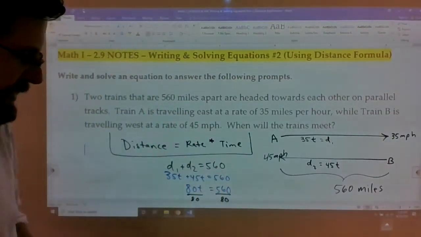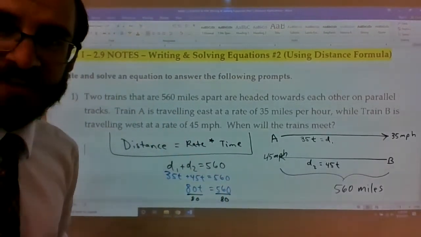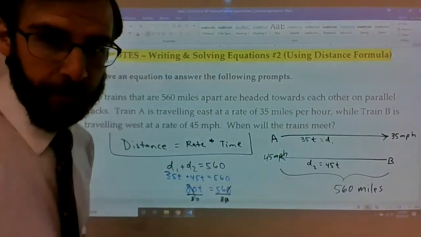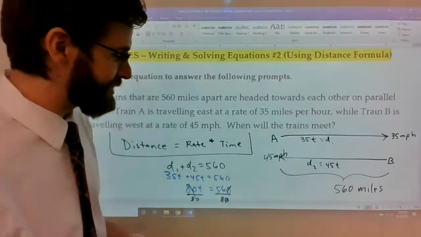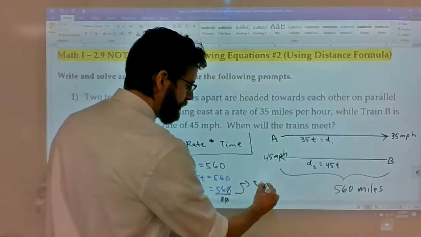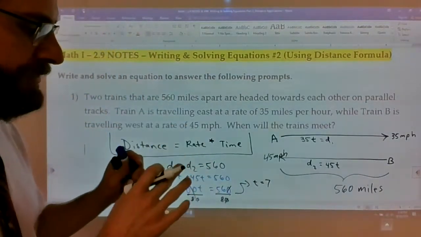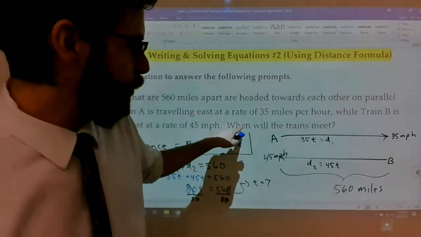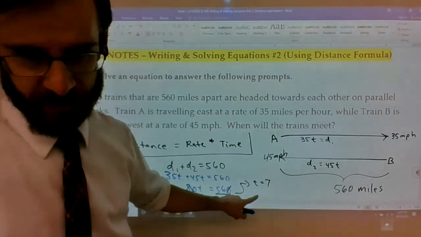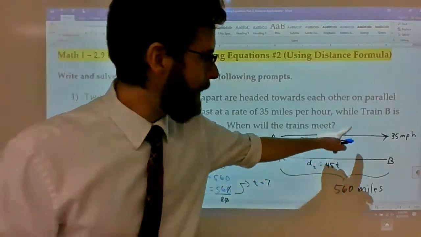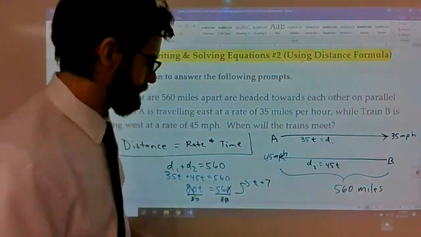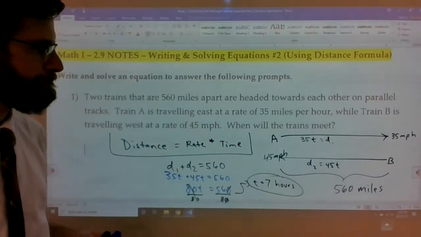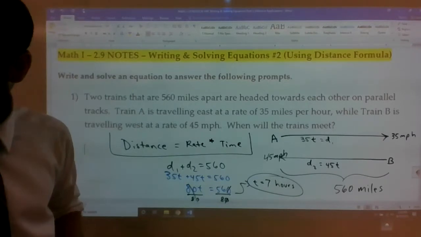Remember your little shortcuts here, recognizing, hey, if there's a 0 at the end of the top and the bottom, they cancel. And then just having your math facts memorized. 56 divided by 8 is 7. So t equals 7. Now make sure with these word problems that we're given good units at the end so that we're absolutely clear. A when question will be a time question. Miles per hour should be 7 hours. So it'll take 7 hours when they meet up.